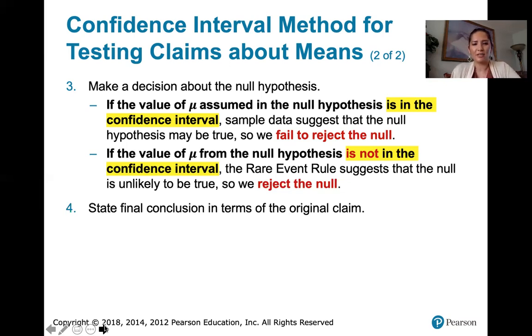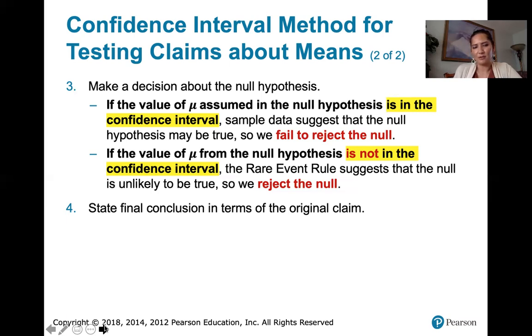And then we'll state our final conclusion in terms of the original claim. Now, actually, let me go back to that statement. I may have misspoke there. Let me restate what I just said. If the mean from the null hypothesis is not in the confidence interval, what we're saying is that null hypothesis is not likely to be true.